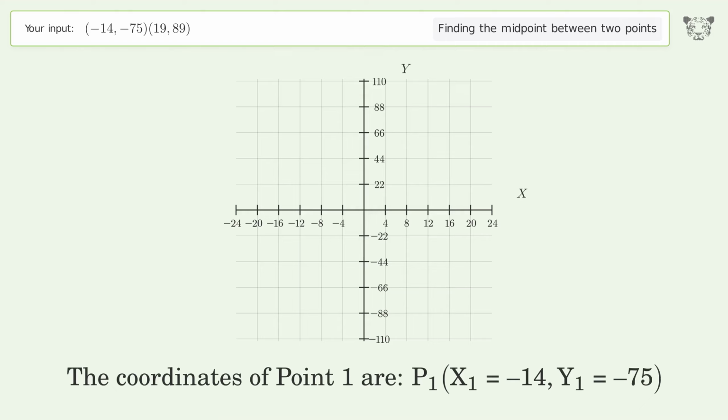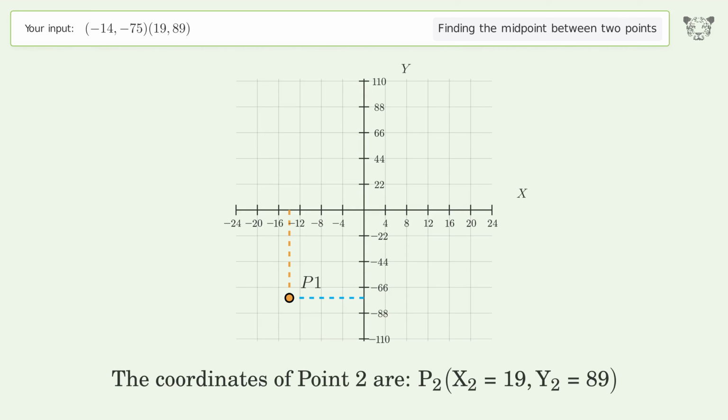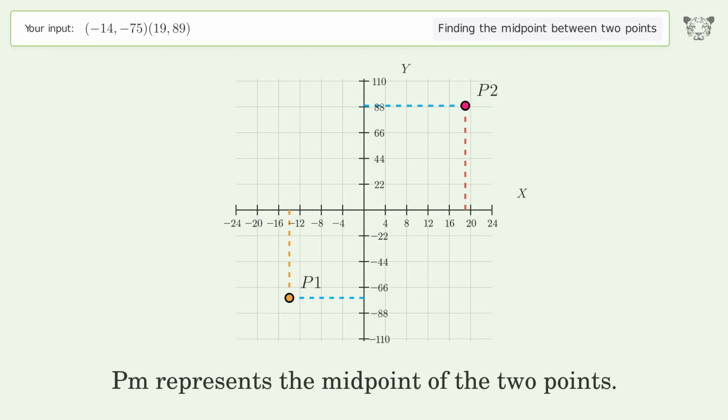The coordinates of point 1 are, x1 equals -14, y1 equals -75. The coordinates of point 2 are, x2 equals 19, y2 equals 89. PM represents the midpoint of the 2 points.